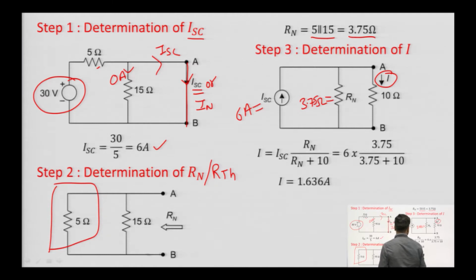So, using the current divider rule, I will be equal to ISC into RN divided by RN plus 10. So, it will be 6 multiplied by 3.75, which is RN. Since we are calculating the current in the 10 ohm resistor, we write RN in the numerator, divided by RN plus 10. So, we will get 1.636 ampere as the current in the 10 ohm resistor.